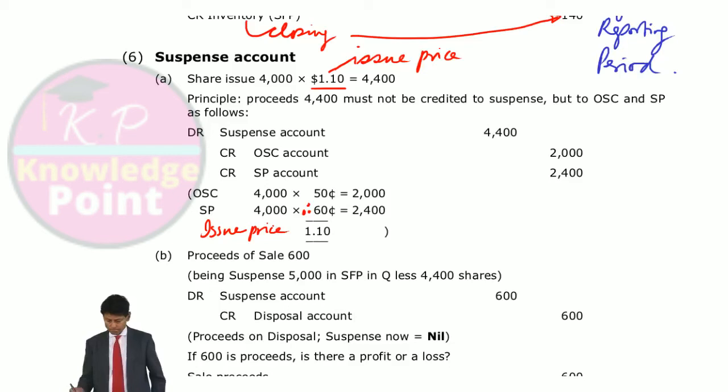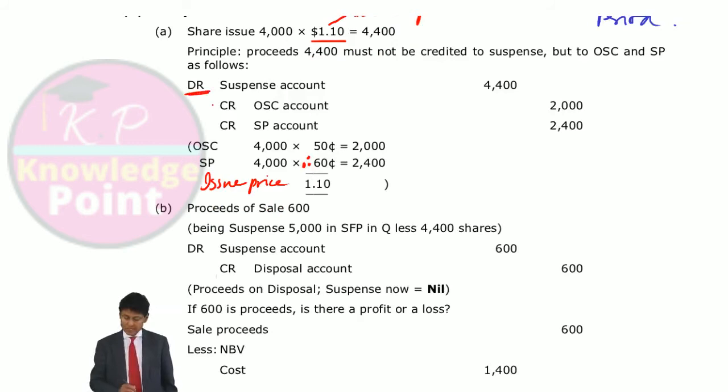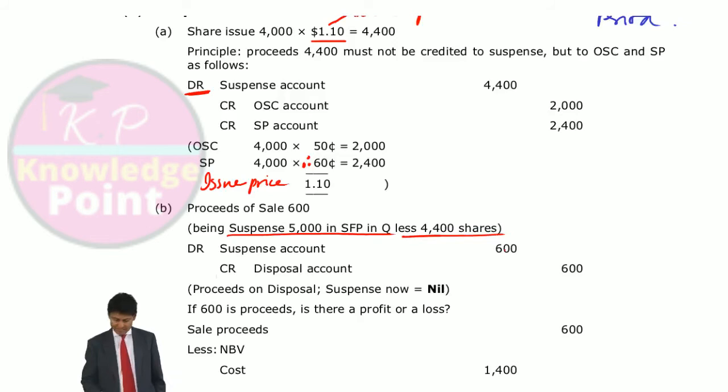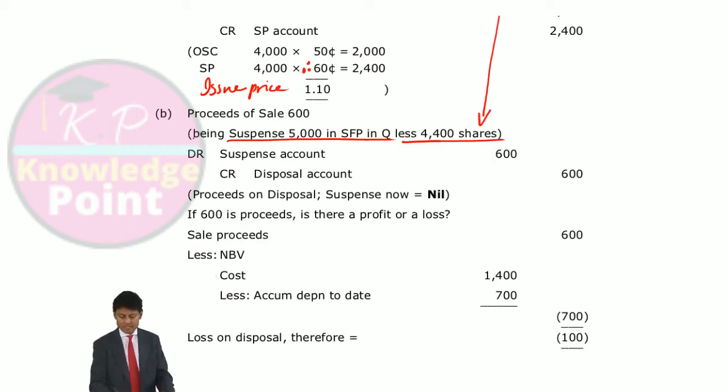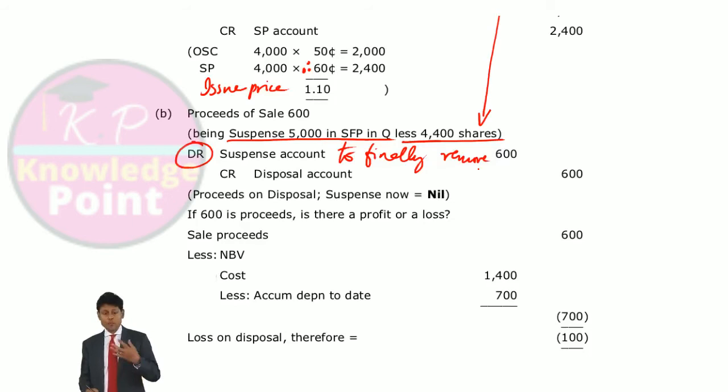So by doing that, you're debiting suspense. Suspense started off as a credit of 5,000. And because you've got a suspense of 5,000 credit, less the shares here, the leftover of your suspense is 600, which is a credit. And if I cancel it, I must debit it, to finally remove. And you credit something called a disposal account. Don't be worried about the disposal account. It's one of those things that we do in F3, the lower level. And eventually it all disappears anyway. But it's something that helps to hold everything together.